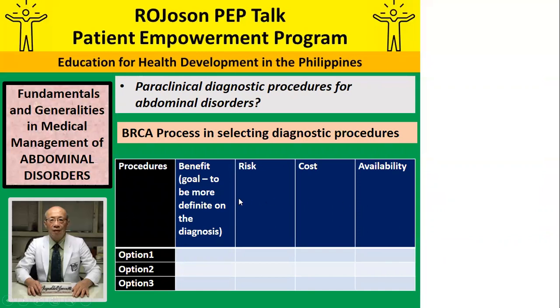So illustration of the BRCA process in selecting diagnostic procedures. First column, put down the options. B is benefit. So the goal is to be more definite on the diagnosis than the risk, the cost, and availability. BRCA.